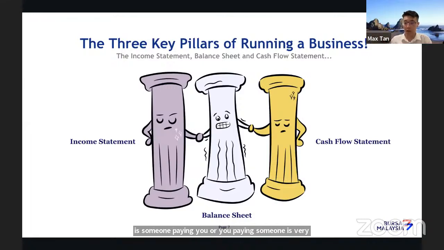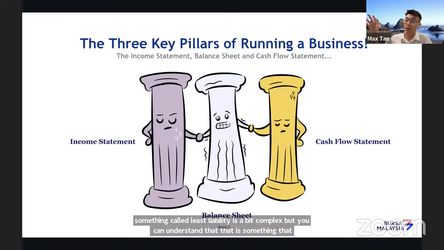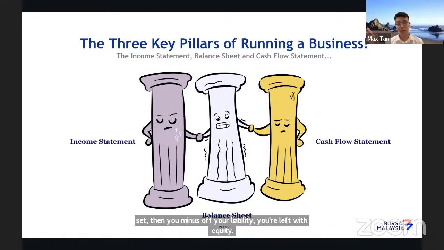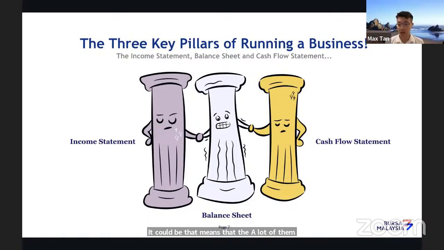So that would be your liability, because it's something that you still owe someone, right? Subsequently, you would also have something called lease liability. It's a bit complex, but you can understand that it's something where you sign a lease agreement and rent the shop. The rent is factored into lease liability, right? When you have assets, you minus off your liability, and you're left with equity. Equity, or another term, net assets, is what you own in a company, right?